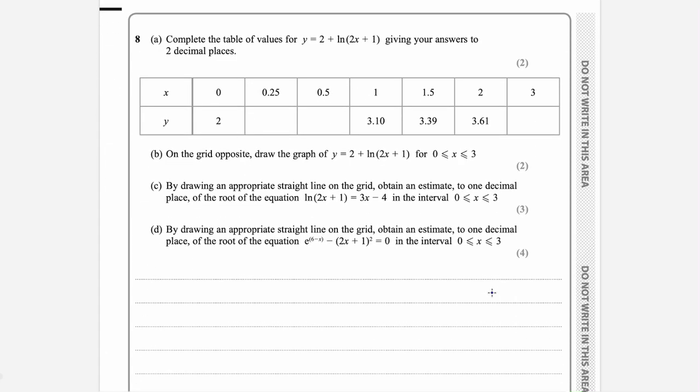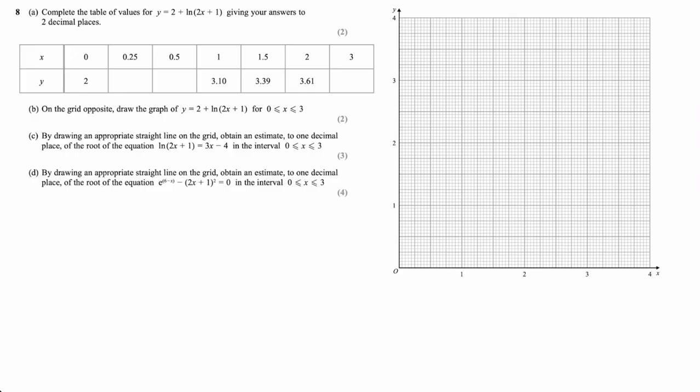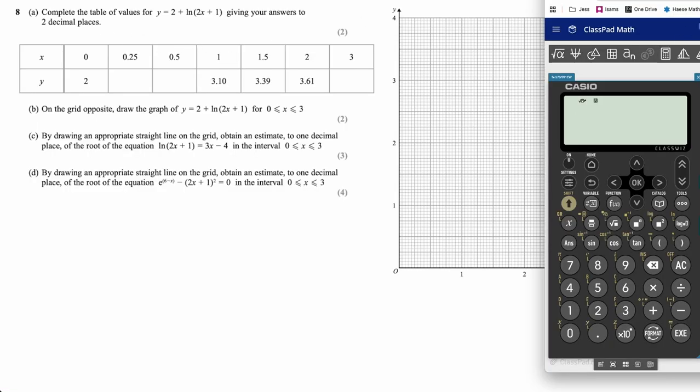Next, question 8. Complete the table of values for y equals 2 plus ln of 2x plus 1, giving your answer to 2 decimal places. Okay, so guys, I'm going to do this with this calculator. However, if you have a graphing display calculator, you can literally just draw it, and then depending which one you have, you can trace and find these values.